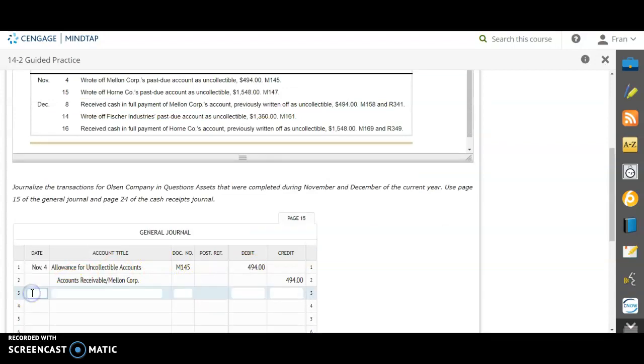All right, the next one. Same exact concept, just a different date. On the 15th, we are writing off Horn Company's past due account. So again, allowance for uncollectible accounts. This is M147. And the amount is $15. They owe us a little bit more money. They owe us $1,548.